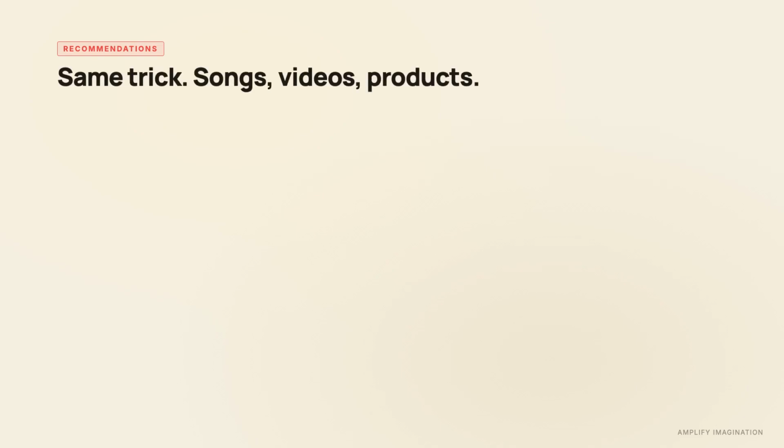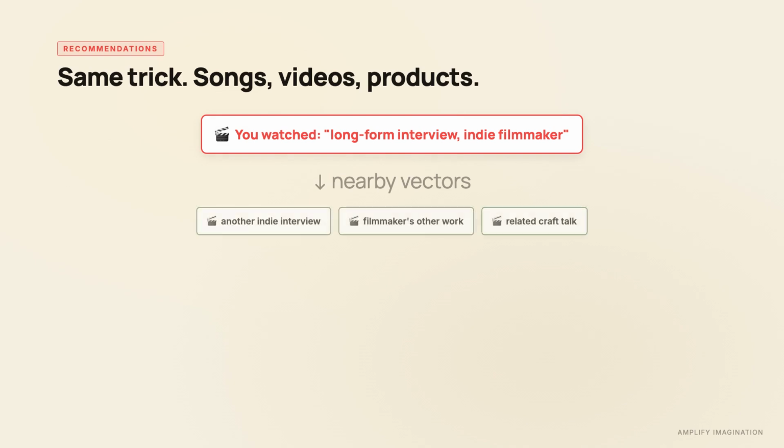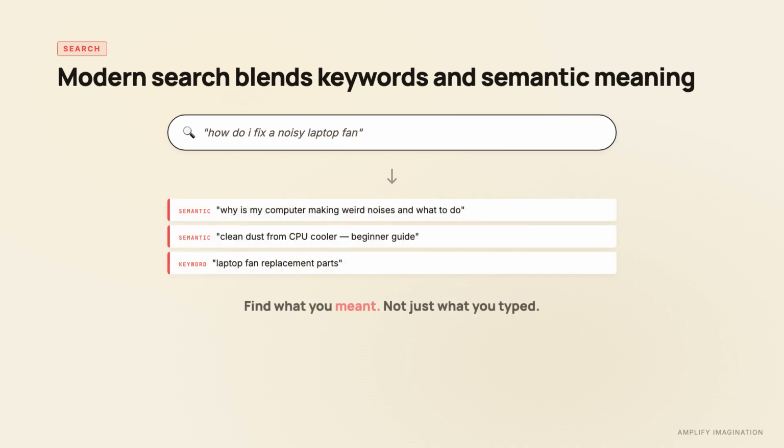Recommendation systems, songs, videos, products, all embedded. When you watched a video, the system finds nearby vectors and recommends those. Search. Modern search often combines old-school keyword matching with embedding-based semantic search. Your query can become a vector, documents can become vectors, and the system can find results that match what you meant, not just the exact words you typed.